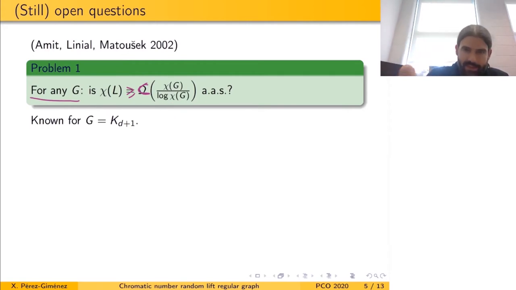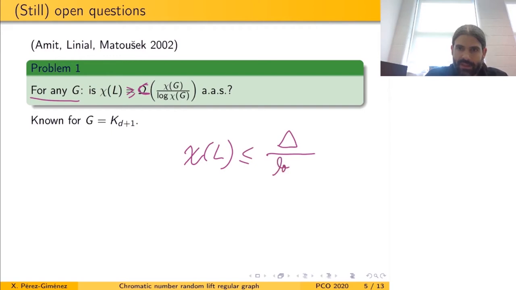In fact, they prove the following. They give an upper bound: for every graph G, the chromatic number of a random lift is at most Δ over log Δ, where Δ is the maximum degree of G, and it's at least the square root of the chromatic number of G divided by the log.